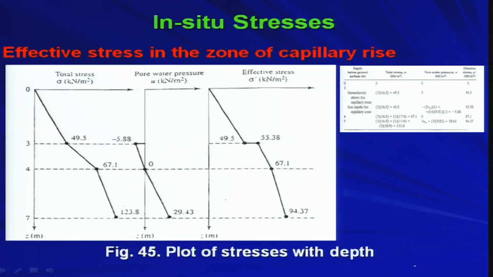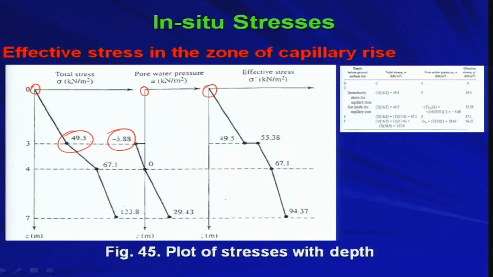Now, we are going to plot the pressure distribution like this. So, let us see now the pressure distribution. At the ground surface the total stress was 0. The pore water pressure was also 0 and the effective stress was also 0. Now, at 3 meter depth you had the total stress equal to 49.5. At that time, what is your pore water pressure? Just on top you had the pore water pressure 0, just below the line you had pore water pressure minus 5.88, right.